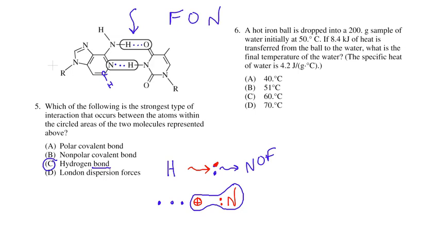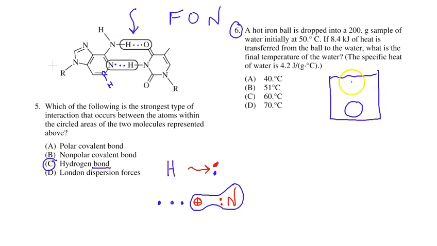Number 6. So in number 6, we're talking about a hot iron ball dropped in water. Scenarios like this, these type of thermo questions, I always like to tell my students to draw what's going on. So we've got an iron ball that's hot, okay? And it's dropped in a 200 gram sample of water, which is initially at 50. It's pretty warm to begin with. And what they're telling us is 8.4 kilojoules of heat is being released from the block.